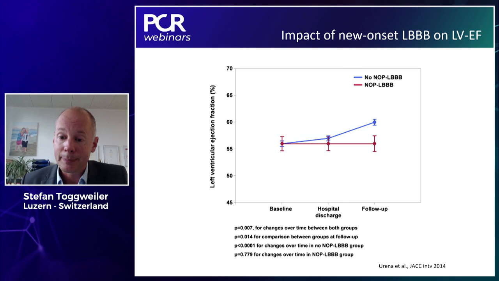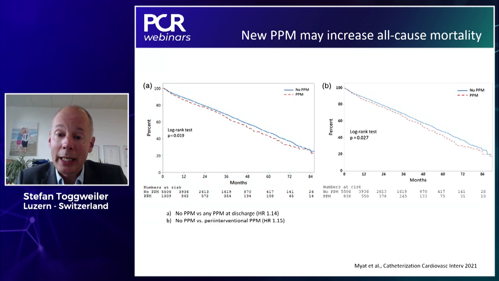This is again data from the UK TAVI registry, including a lot of patients. And in this study that has recently been published, a new permanent pacemaker was associated with a little bit higher all-cause mortality during up to 7 year follow-up. You can see it's really a lot of patients, and the hazard ratio is about 1.14, 1.15. So it's not a massive effect on all-cause mortality, but if you have enough patients, you can actually demonstrate a worse survival.